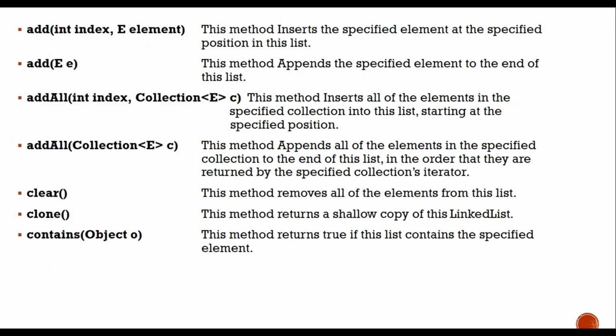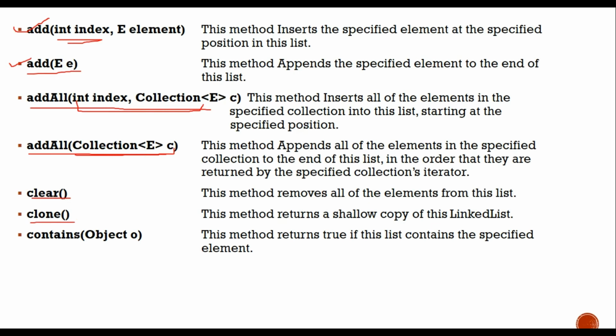Here are some methods of linked list, such as add. Add element e adds the specified element to the end of this list, whereas this add method inserts your element at a particular index. Similarly, addAll inserts all the elements of the specified collection into this list starting at the specified position, whereas the addAll method with a single parameter adds at the end of this list. Clear removes all the elements of the array list or linked list.